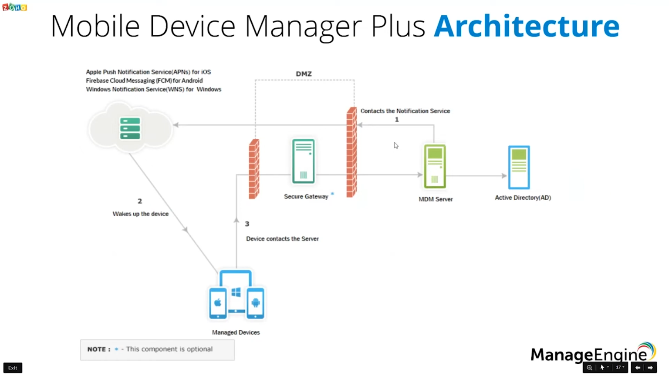Second, the notification services, which play a vital role in managing the devices. For managing Apple devices, the Apple Push Notification service plays a major role. For Android, it's Firebase Cloud Messaging. And for Windows, it's Windows Notification Services. So these are the three notification services that play a role in managing your devices. And the third component is the end device itself. So these are the three components that play a role in managing a device using any MDM software.